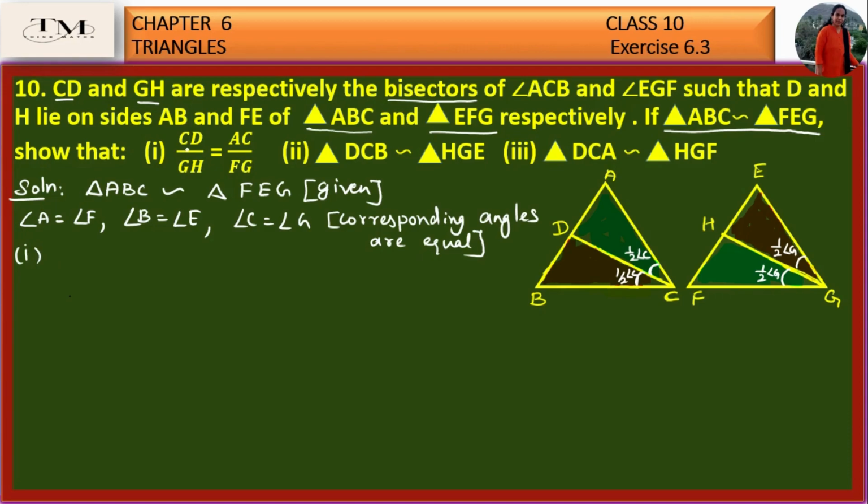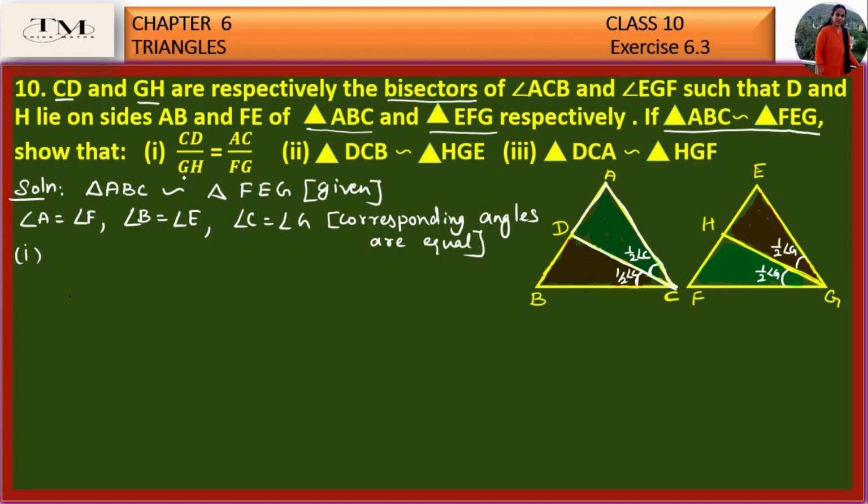So we need CD by GH, AC by FG. This looks like the sides are proportional in a triangle. In which triangle? Let us find out those triangles. First check the numerator, CD, AC. Where is CD and AC? If we join these lines, then we get the triangle ADC.